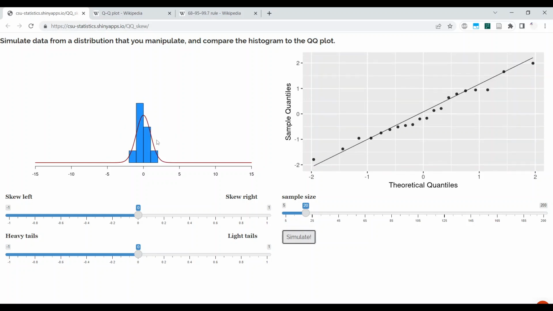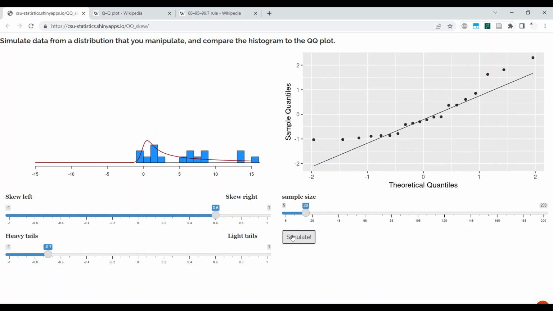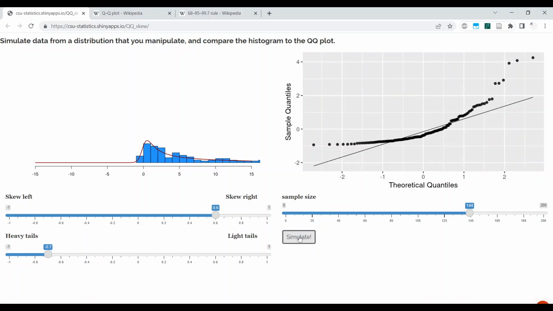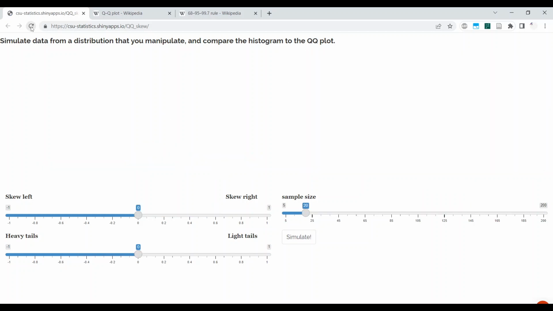out. Over here on the left, we have a normal distribution, but we can mess around with skewedness and with tail length and then simulate again, and I can mess around with sample size as well and make that happen. Okay, that's all it does. I am now going to explain what's going on here.